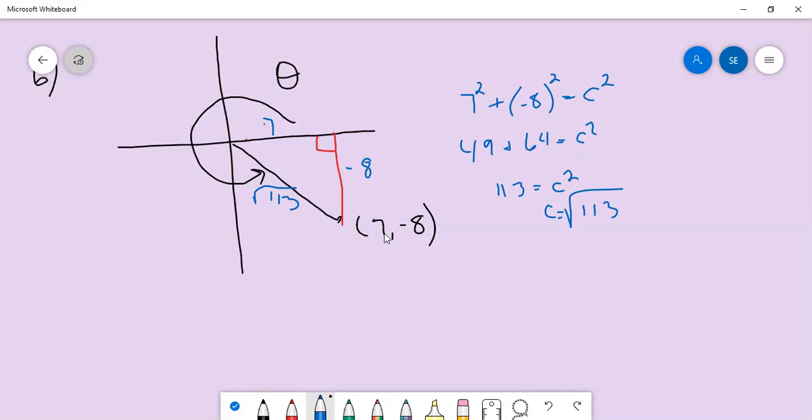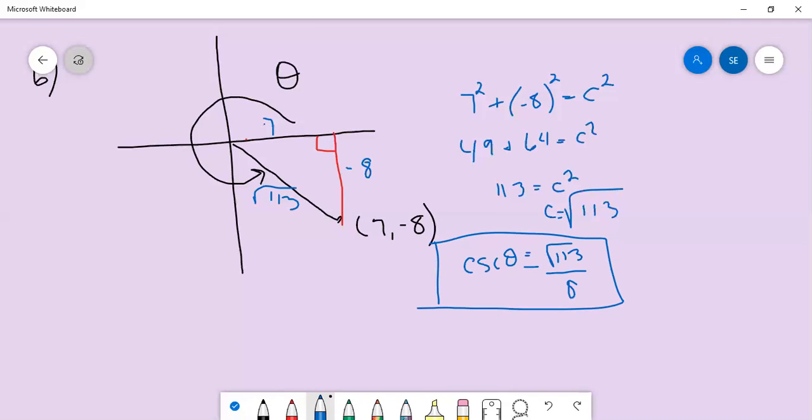Now we can find the cosecant. Cosecant is equal to the hypotenuse over the opposite. So that's going to be square root of 113 divided by 8. The 8 is negative, so the whole thing is negative. Okay, that is 6.